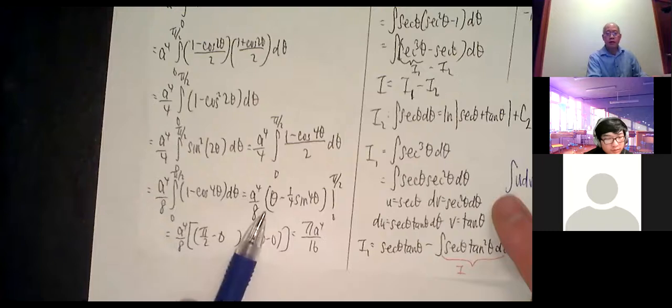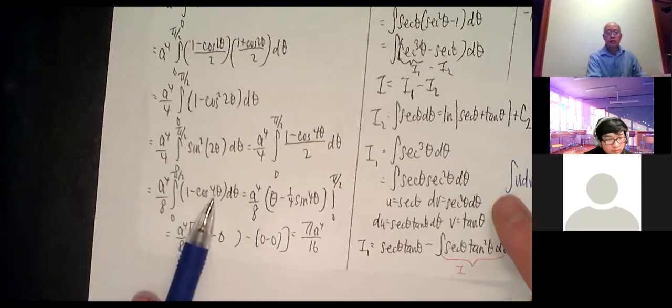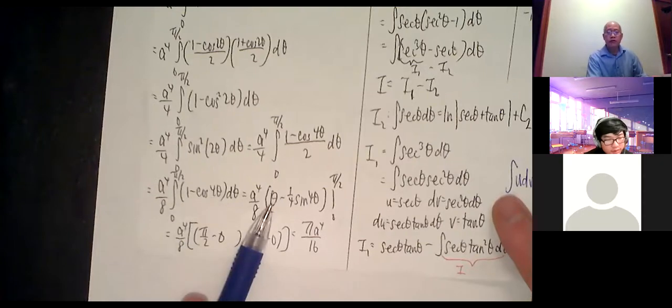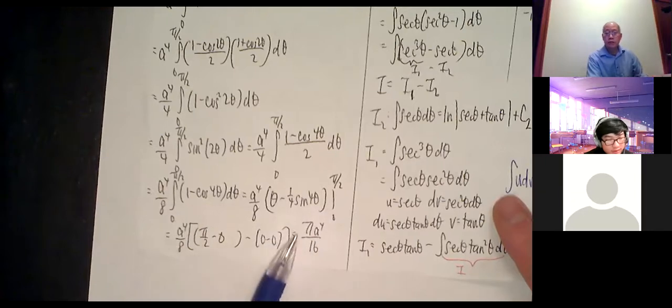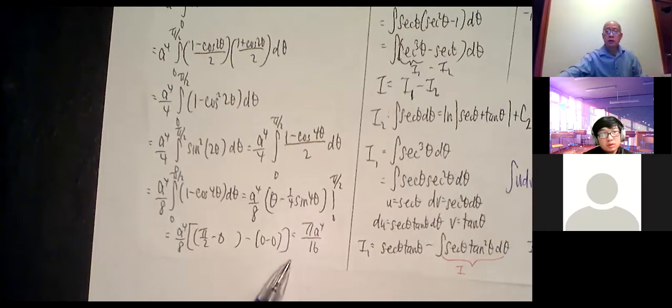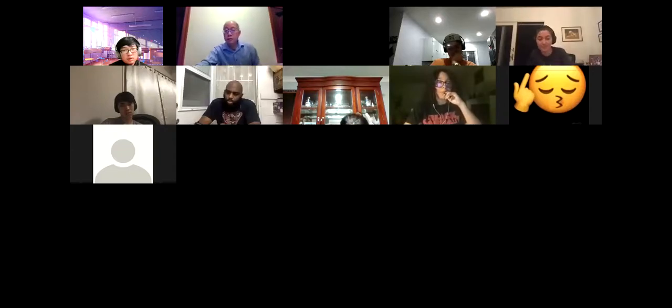Integral of 1 is theta. Integral of negative cosine 4 theta is negative 1/4 sine of 4 theta. And just plug everything in. And then it ends up being that. Okay. All right, thank you. Okay, you're welcome. Anybody else, please?